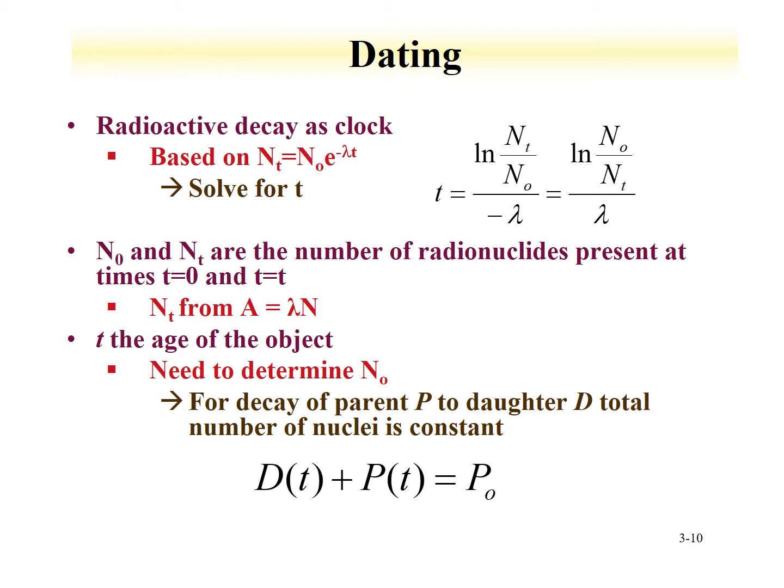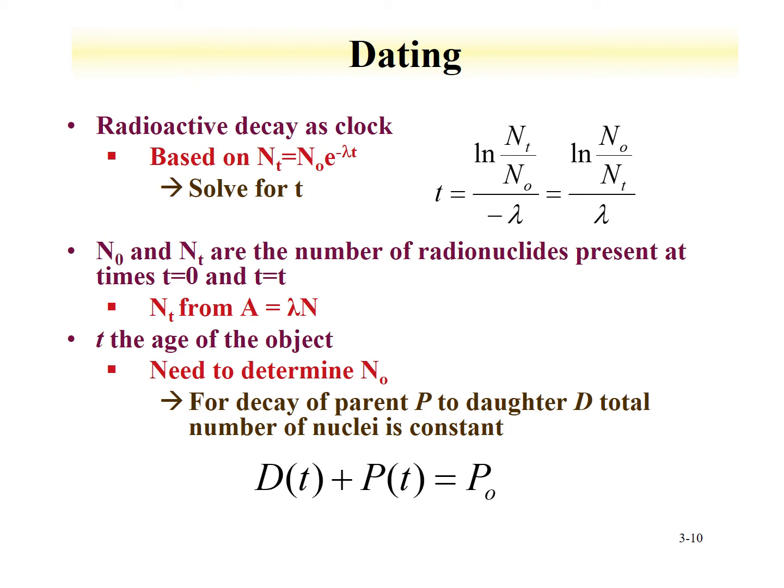So if we have a long-lived isotope that decays to some ground state or stable daughter or another long-lived daughter, we can use this as a clock to determine the age of something. And the clock is basically from this equation where the number of atoms at a given time t is just equal to the number initial times e to the minus lambda t. So let's rearrange this equation and solve for t, and the equation becomes what is shown here, where t is equal to the natural log ratio of the initial number of atoms and the number of atoms at time t, divided by the decay constant of what's decaying.